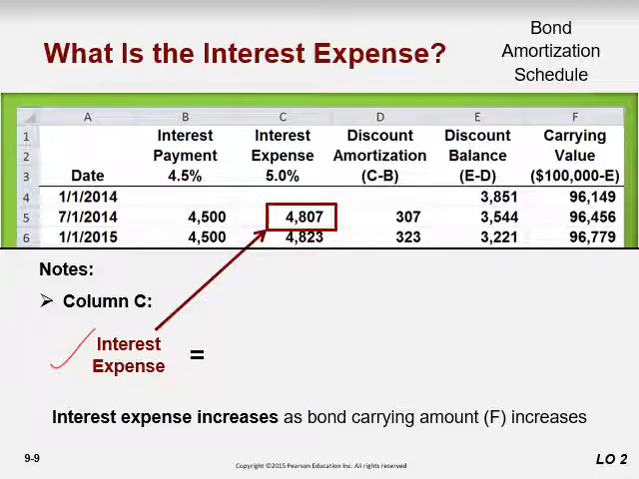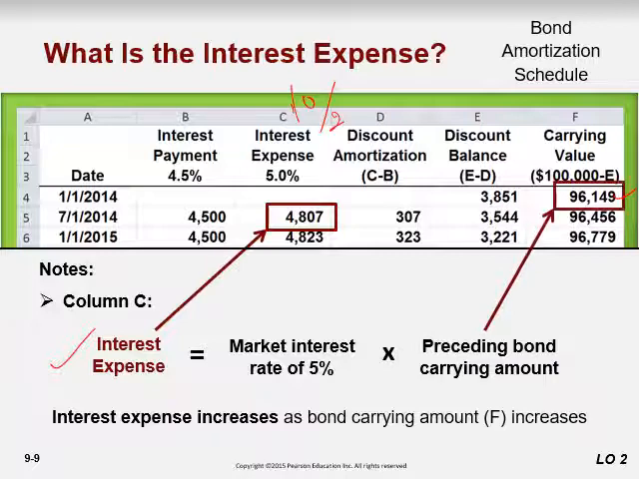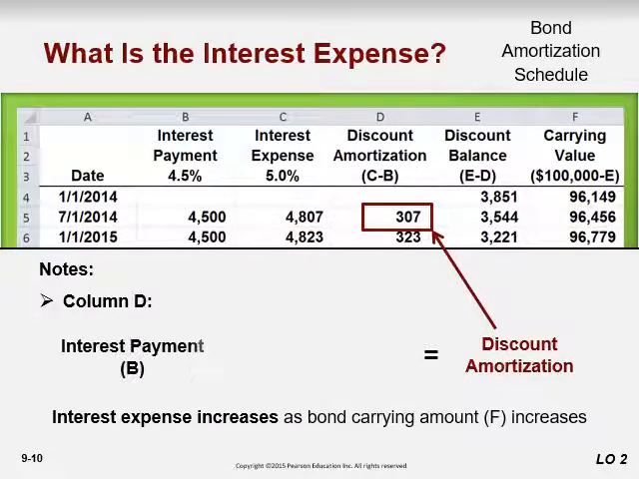Interest expense is calculated on the value of the bond multiplied by the interest rate. Where did this 5 come from? 10% divided by 2, because it's semi-annual, just 2 payments in a year. So that's where this 4,807 came from. And where did this 4,823 come from? It came from multiplying 96,456 by 5%. Understand? So the discount amortized means how much the discount decreased with the first payment.